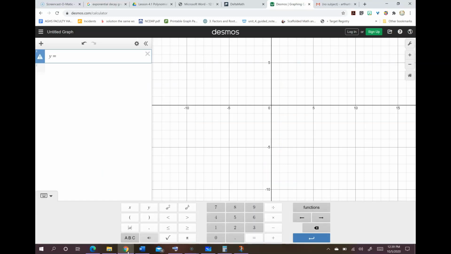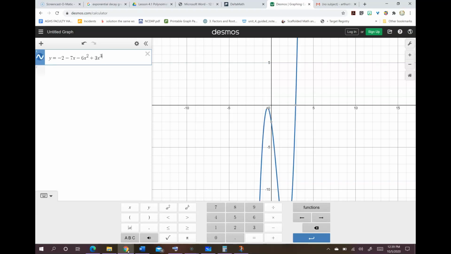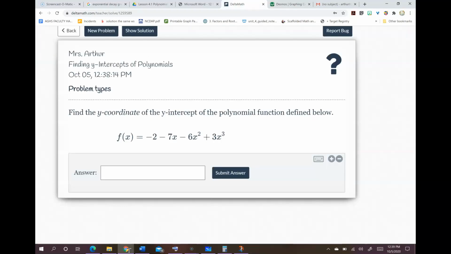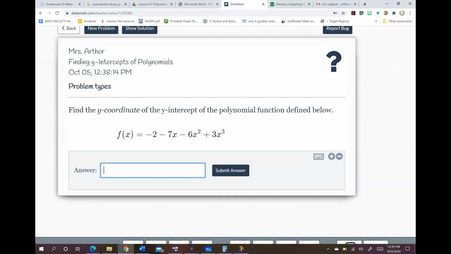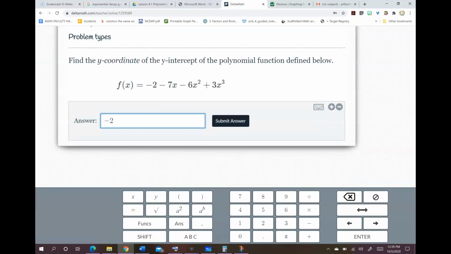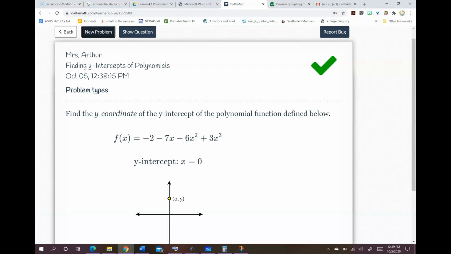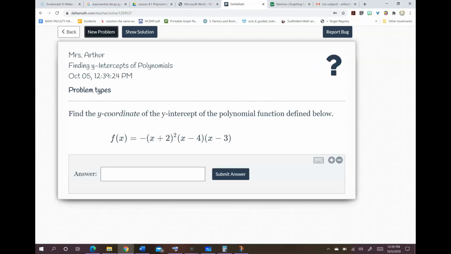Y equals -2 minus 7x minus 6x squared plus 3x cubed. Find my y-intercept right there. The y value is -2. I go to Delta Math, and I'm going to type in -2. And that's my answer. Okay? So your y-intercept is just where it crosses the y-axis.